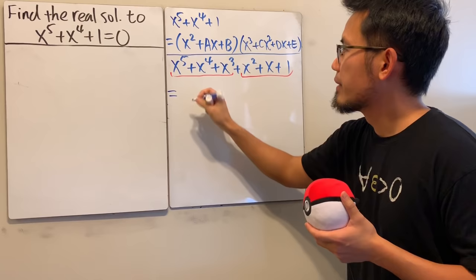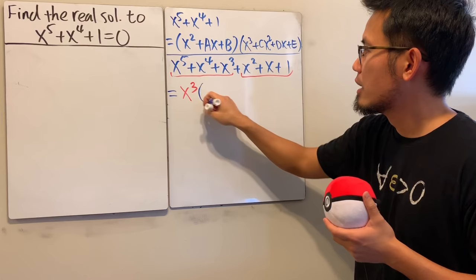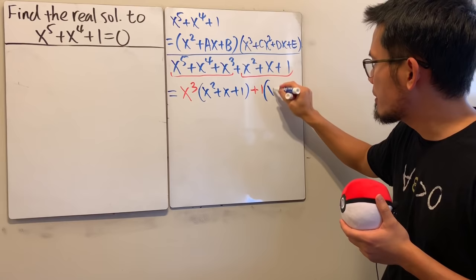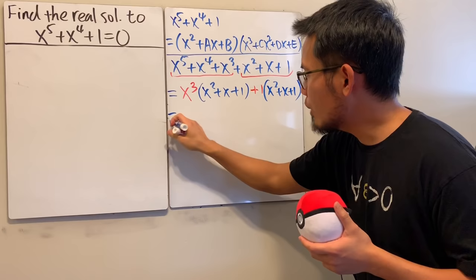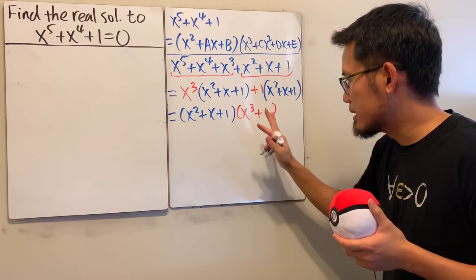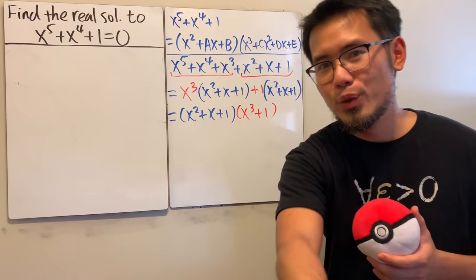You see, the first three terms, we can factor out x to the third power, and then we will be left with x squared plus x plus 1, great. And right here, I will just factor out 1, and we still get the same thing, x squared plus x plus 1, perfect. Again, we can factor that out, so x squared plus x plus 1, and I will just leave this as it is, which is x cubed plus 1. I know this is factorable, but let me not do that. You will see why.